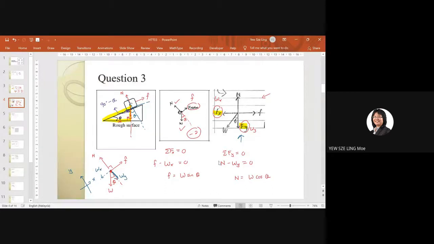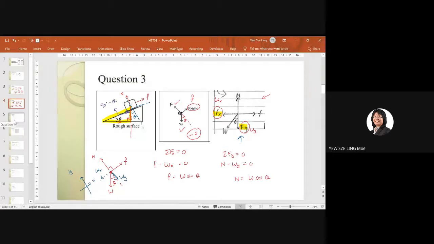So that is how you solve it. So be extra careful with the free body diagram, all right? If you do this free body diagram in the exam, you won't get full marks because of various mistakes.